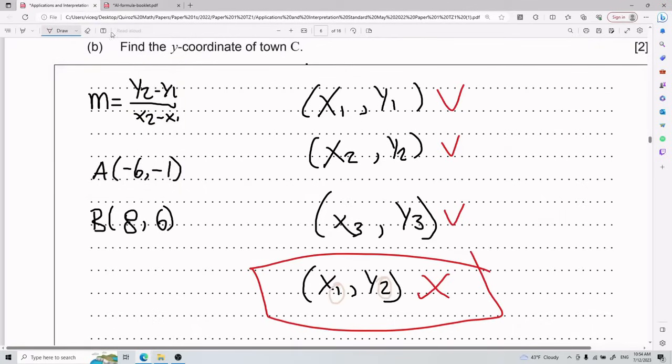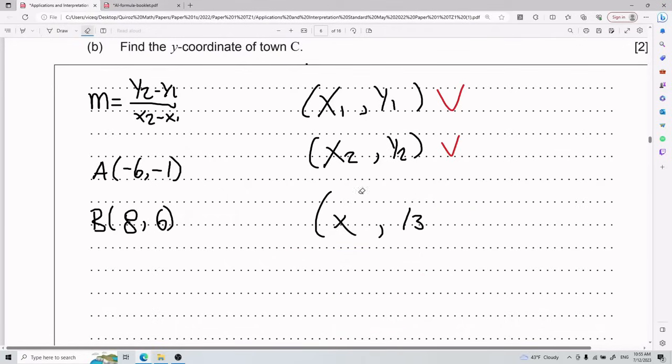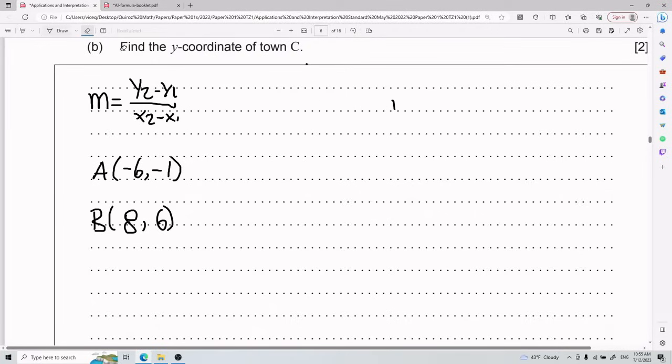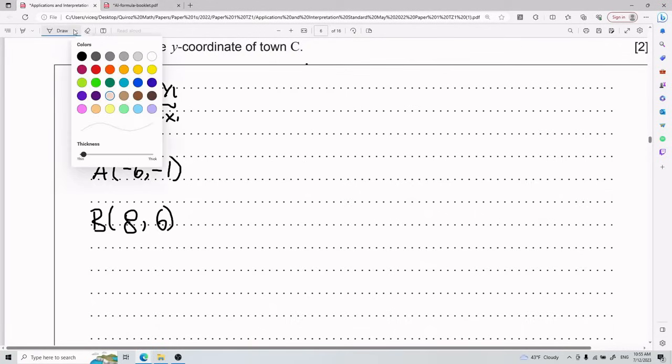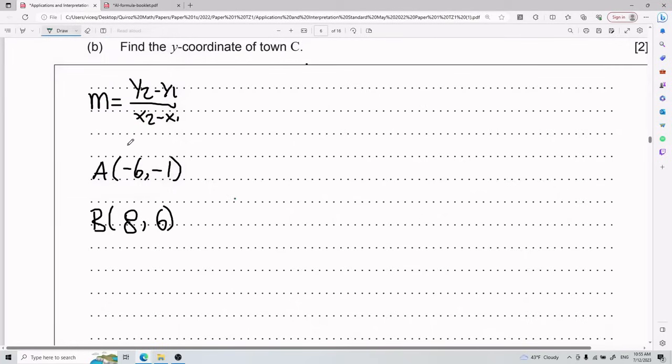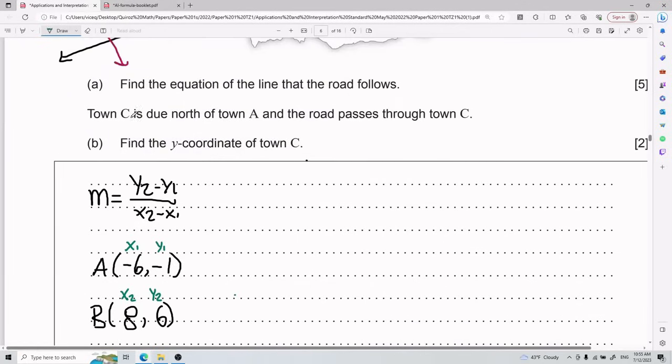Okay, so you really gotta be careful, and I strongly suggest you write out your points and are just very slow about it. See, there's no reason to make a mistake here. Just take your time, write down the points, which is what I just did with A and B, and define x1, define x2, define y1, define y2. So I'm gonna do that now. X1 is gonna be -6. Y1 is gonna be -1. X2 is gonna be 8. Y2 is gonna be 6. Okay, that's a small step, but it can actually get you very far.